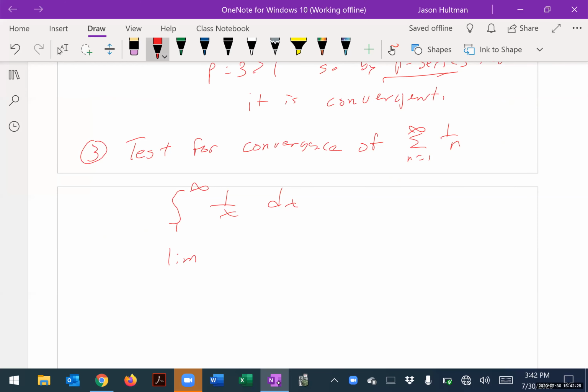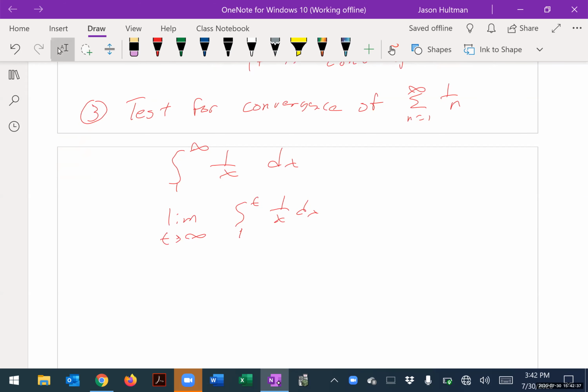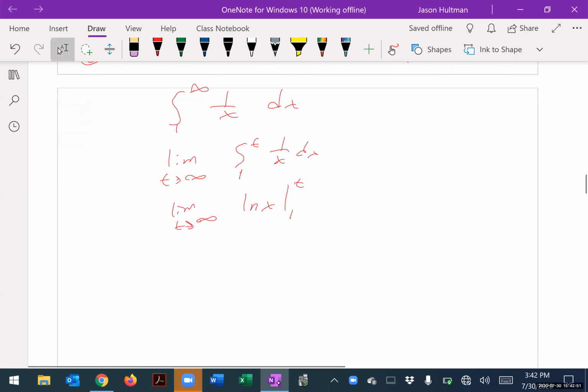So this is the limit as t goes to infinity of the integral from 1 to t of 1 over x dx. Well, the integral of 1 over x is natural log. So this is going to be the natural log of x from 1 to t. The limit as t goes to infinity of the natural log of t minus the natural log of 1. The natural log of 1 goes to 0.